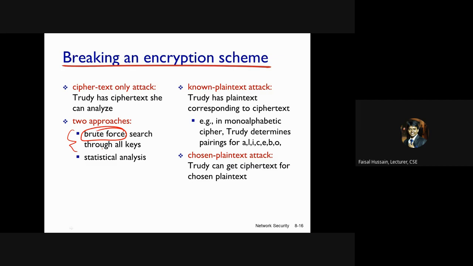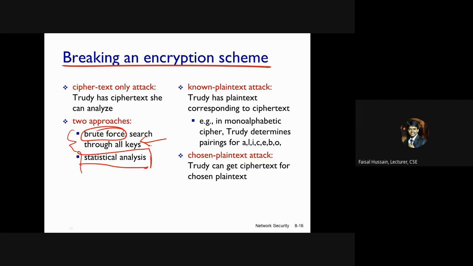Then you have the statistical analysis. Instead of searching through all possible keys, you are finding some candidate key. That means looking at which values are coming again and again, assuming that value, that key, and trying to find out the result. So that is another process of breaking the encryption algorithm.